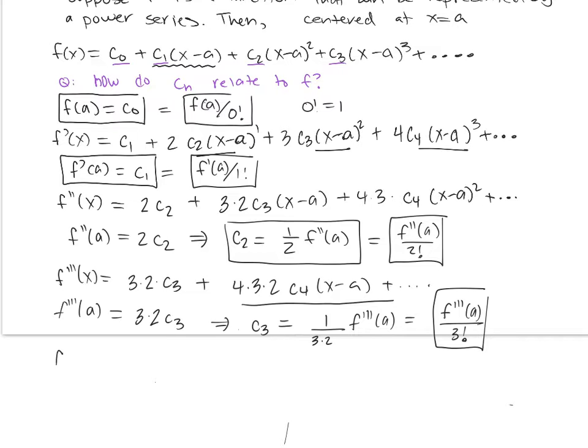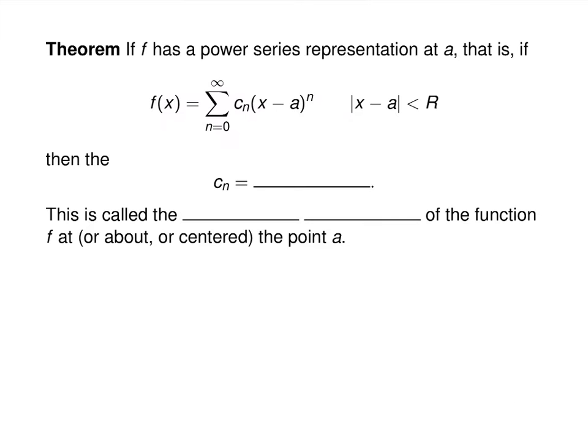So if you were asked to find the value of that fourth c, c sub 4 is going to equal the 4th derivative at a over 4 factorial. The 5th coefficient would be the 5th derivative at a over 5 factorial. And that gives us the following pattern.